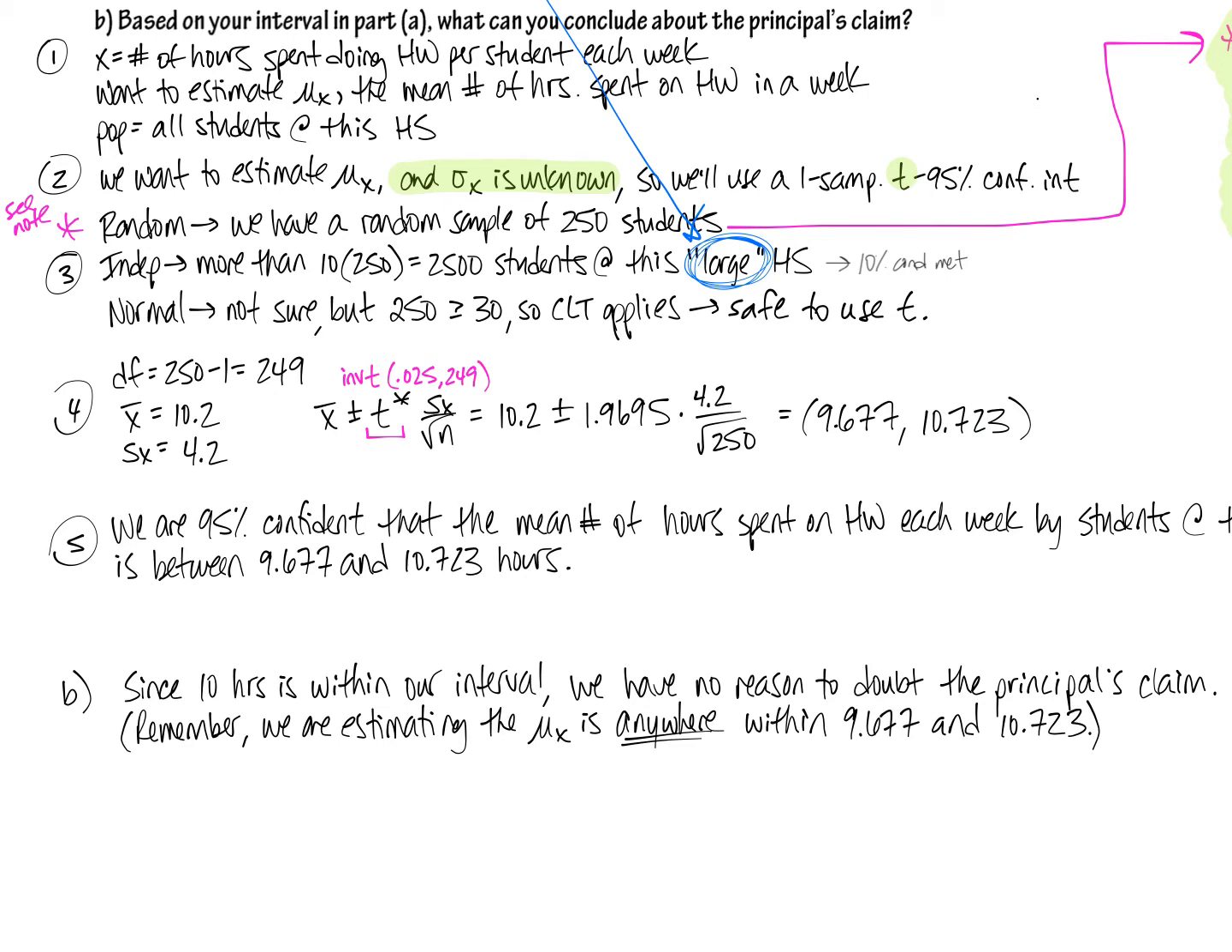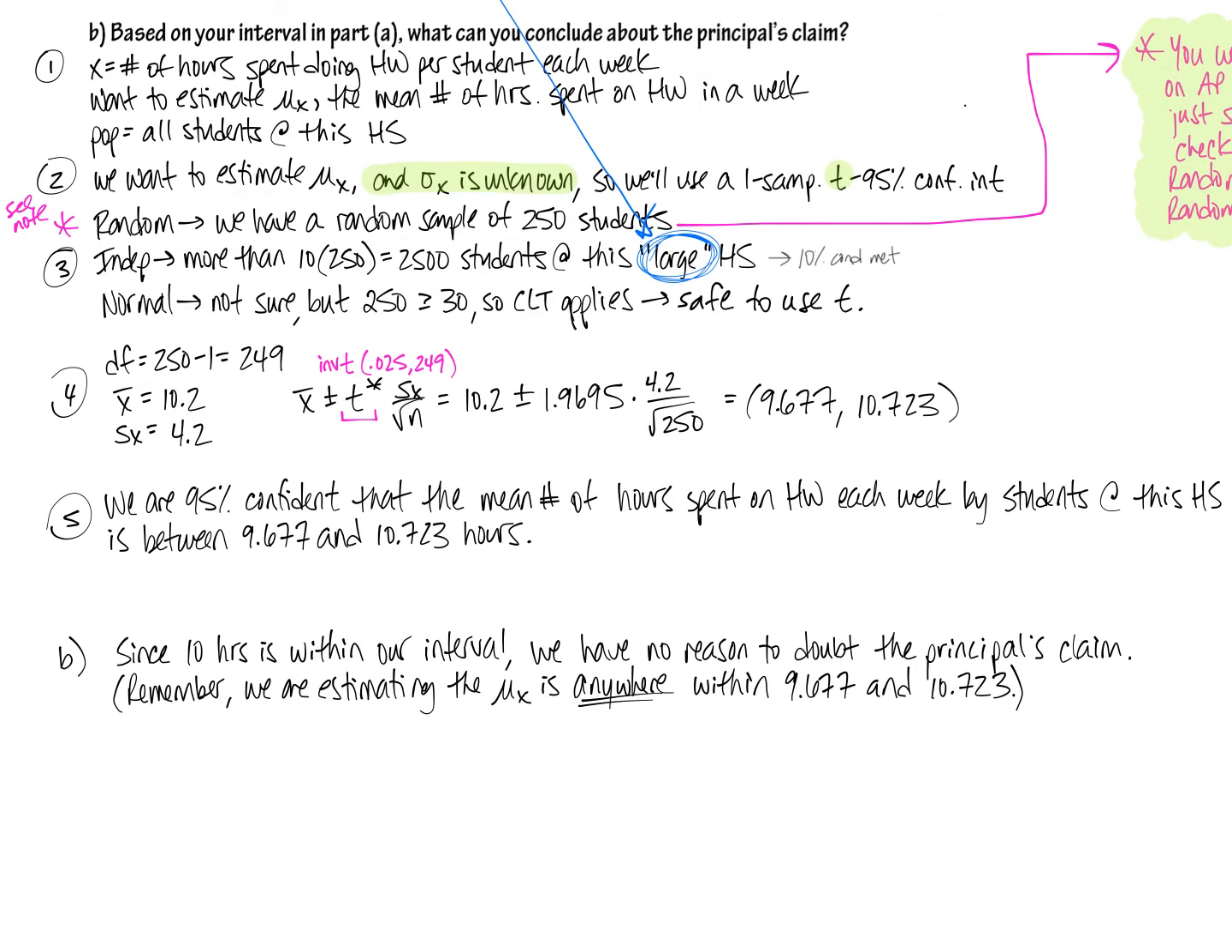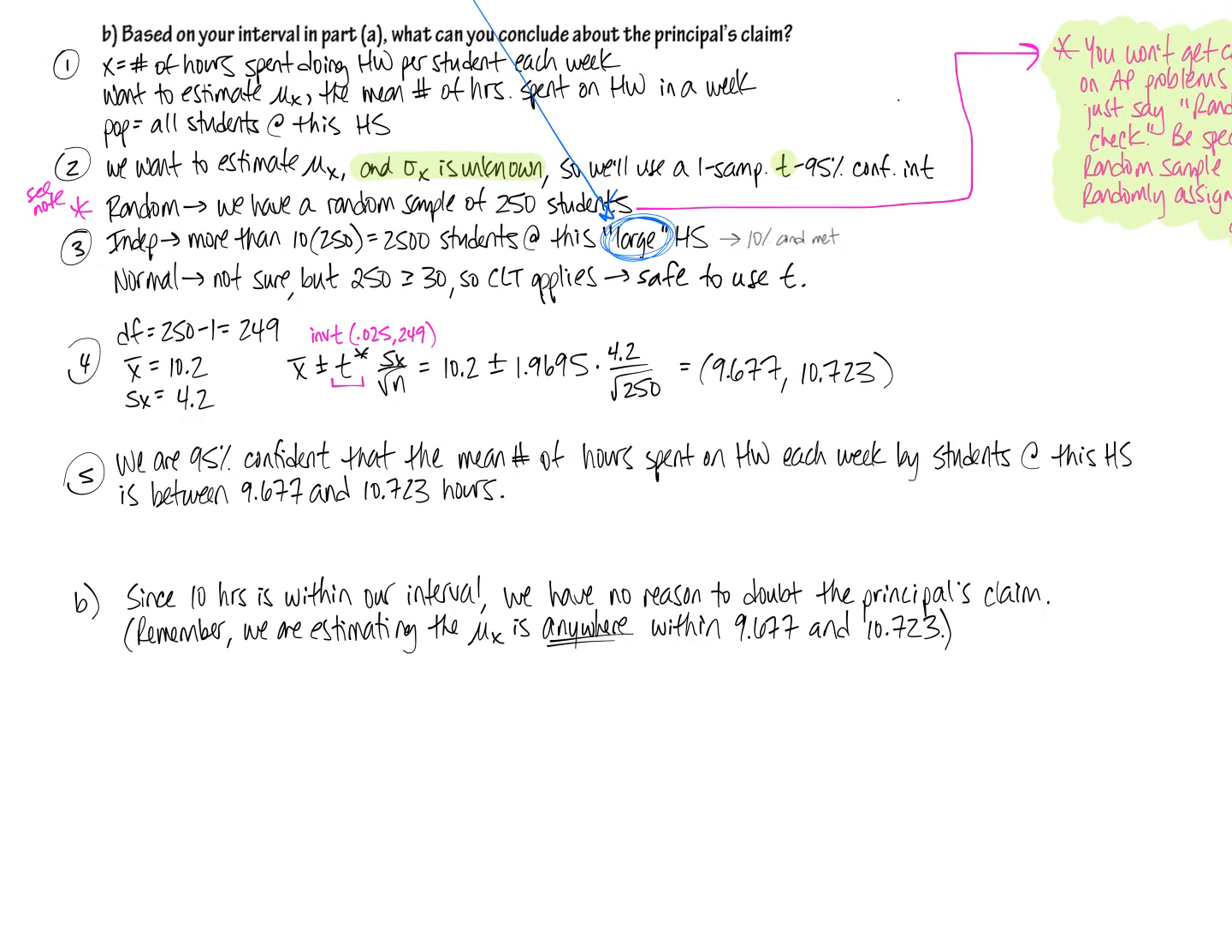Okay, our conclusion sentence is that we're 95% confident, 95 because that's the confidence level that was given to us in the question. And then state the context. What is it we're trying to estimate? We're estimating the mean number of hours spent on homework each week by students at this high school. Just recopy the question, basically. Is between 9.677 and 10.723. When possible, when this is not a proportion, put the label, the units on there. This is in hours. Okay.